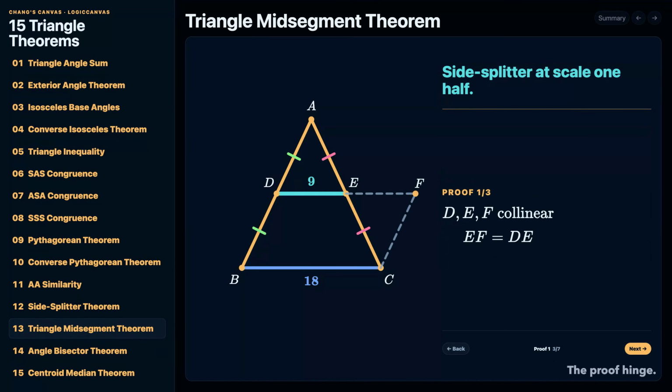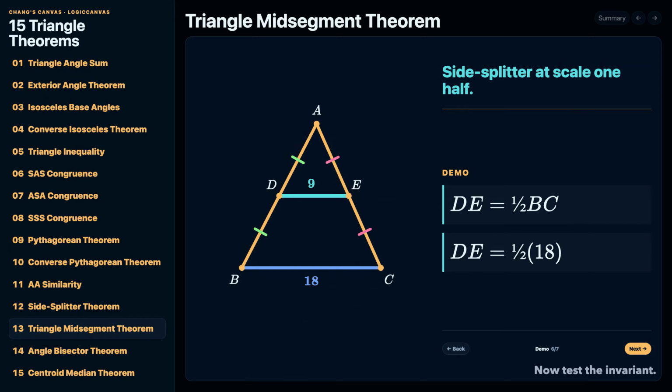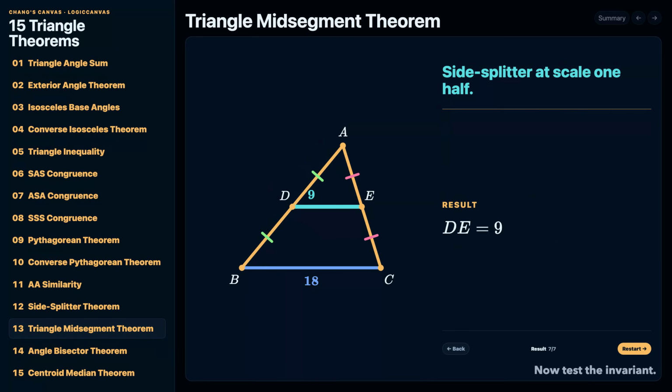For the proof, copy DE beyond E and join the new point F to point C. Next, the two triangles match by side angle side. Next, the parallelogram gives both the parallel direction and the doubled length. Move vertex A while D and E remain true midpoints. Segment DE keeps its parallel direction and its 1/2 scale.